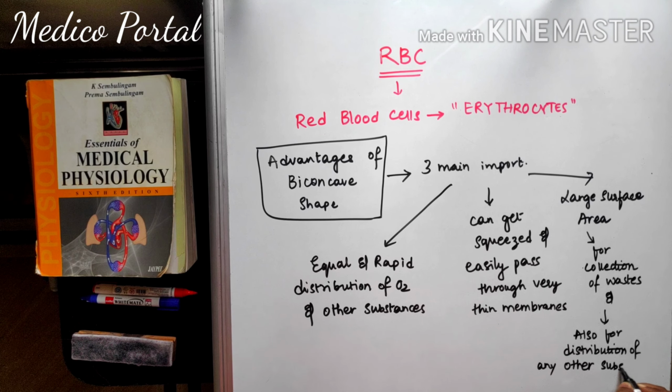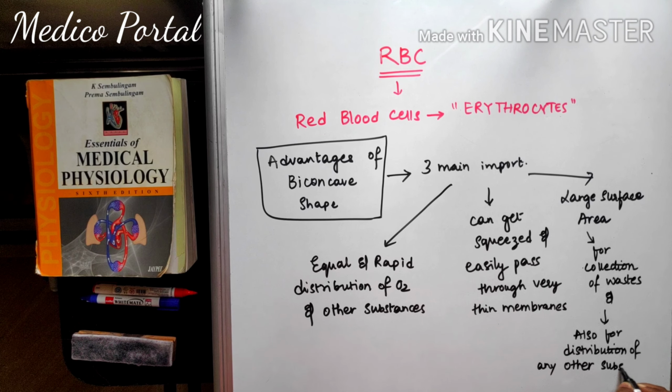Coming to the properties of the RBC, which are very important, as I said, here are four main important properties. The first one is Rouleaux formation. The second one is specific gravity of the blood, the third is PCV, and the fourth one is suspension stability. We'll see one after the other.